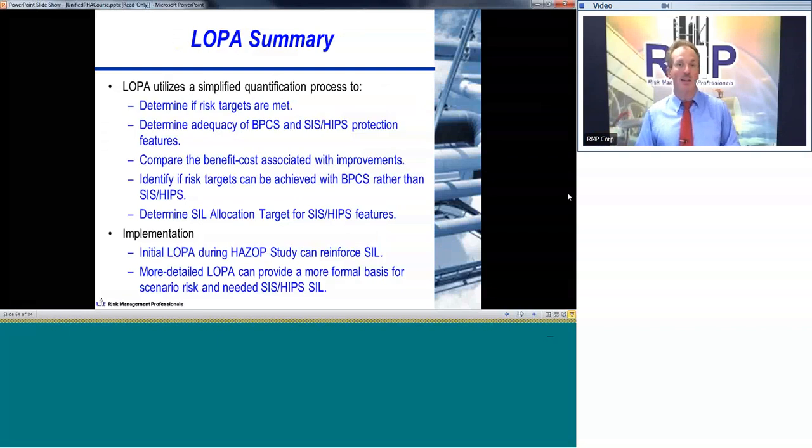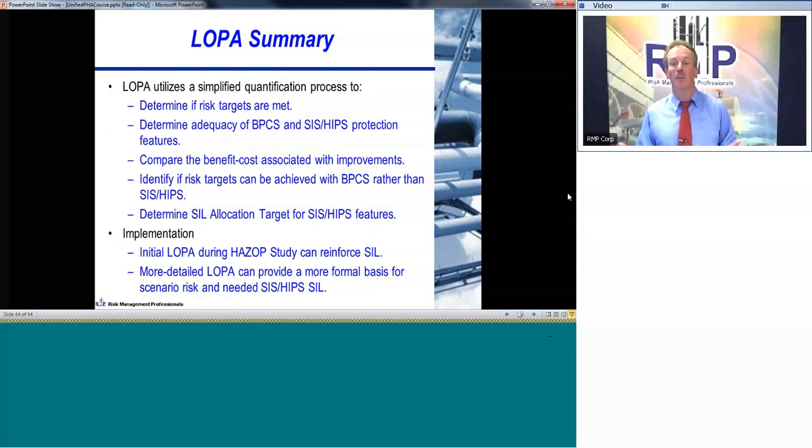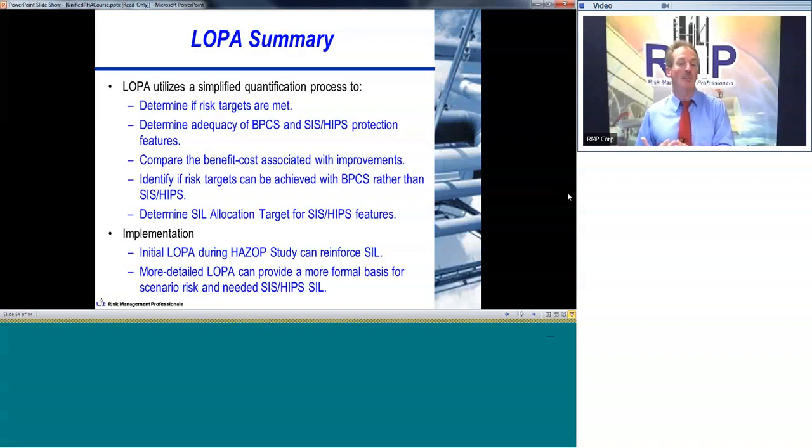So in summary, this layer of protection analysis, which is also a very good tool if applied to complex scenarios where you have tough decisions to make, that LOPA tool can be very useful for selective application to determine if risk targets are met, the adequacy of your basic process control systems or your SIS or HIPS protection features, helping you do a benefit cost analysis associated with various improvements, identify if risk targets can be achieved with lower pedigree systems rather than very high-end fault-tolerant electronics, and also identify those SIL allocation targets for SIS or HIPS features.